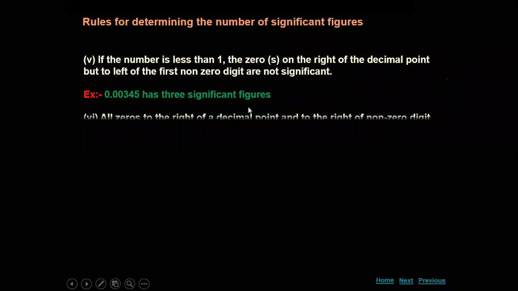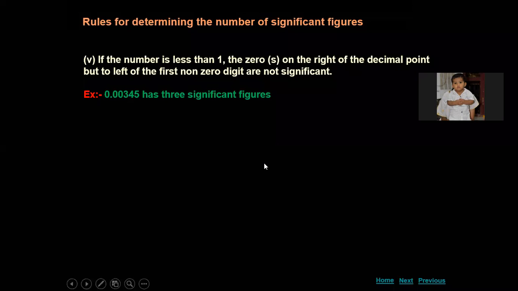We'll see exactly. See, 0.00345 is there. The total value is less than 1. Less than 1 means it will come under the fifth rule directly. Now here, after the decimal, whatever zeros are there before the non-zero digit, these are not significant. If this 0 is there after 3, then it will be significant. If it is there after the decimal and before a non-zero digit, those are not significant. However many zeros are there, those are non-significant if they are right of the decimal and left of the non-zero digit. Okay, next one, sixth rule.